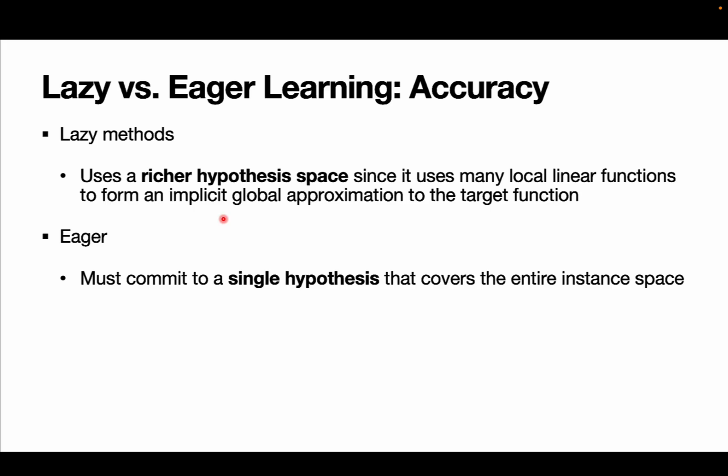In other words, rather than trying to create a single model that fits the entire dataset, lazy methods make predictions based on localized patterns within the data. On the other hand, eager methods need to commit to a single hypothesis that covers the entire space. So in other words, they try to fit a global model to the data up front, and they make general predictions across the entire dataset without the benefit of these localized adjustments or patterns.